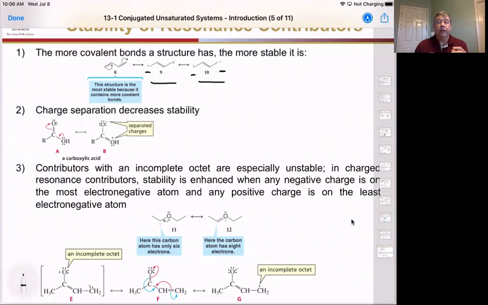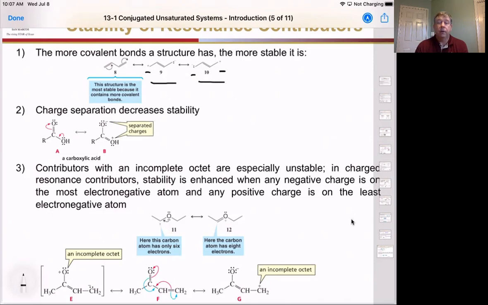Okay, the other thing is that charge separation decreases stability. If you have a positive and negative charge on the same compound, why not just find a way to have the electrons contributed so you have no charge on the system? So if you have resonance contributors that have a charge separation, and one that has no charge separation, the one with no charge separation is always more stable. Okay, and contributors that have an incomplete octet are especially unstable.